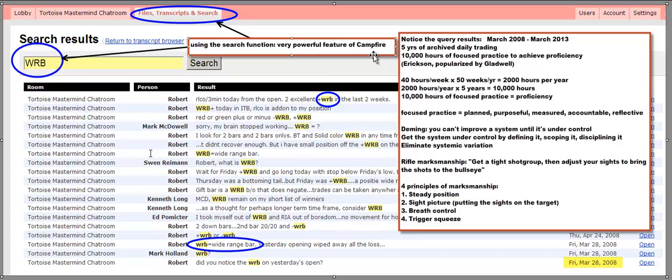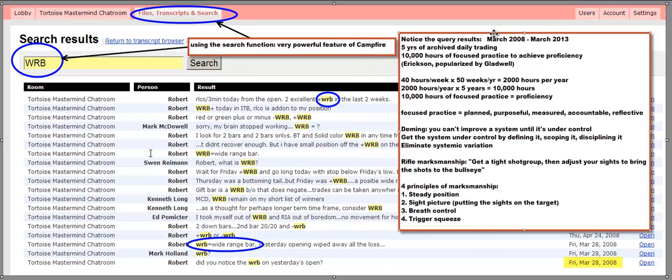Now, the Campfire chat room saves all the archives and the thumbnails and the image files that we can upload. And so if you just go to the Files, Transcripts, and Search tab, you get this. And if you type WRB into search results and hit search, what you get is, in about 5 seconds, a complete listing of all the instances in which the acronym WRB was used. And you can click on those links and go to that.